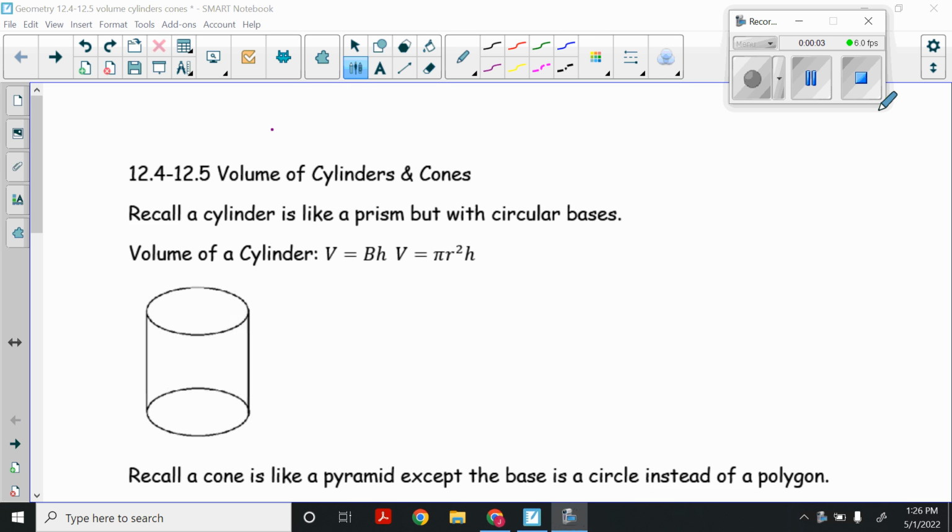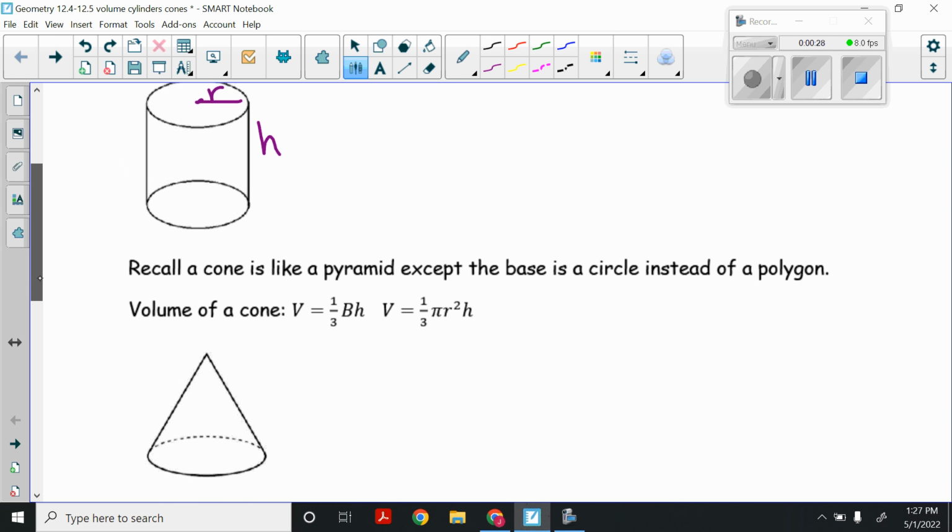All right, today in geometry, we are looking at volume of cylinders and cones. So recall that a cylinder is like a prism, but it's with circular bases. The volume of a cylinder is the area of the base times its height. Since its base is a circle, the volume is pi r squared times the height. Again, this is my radius, and this is my height.